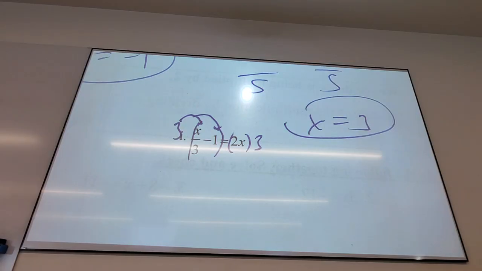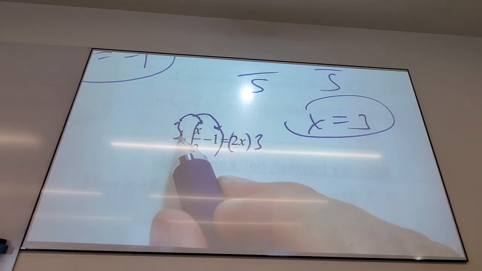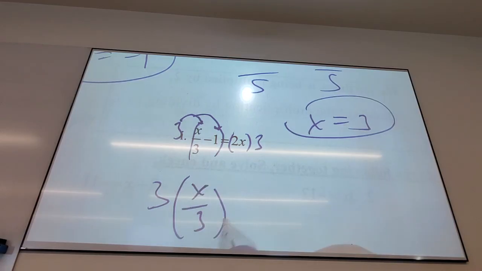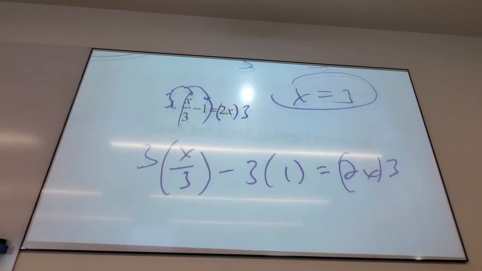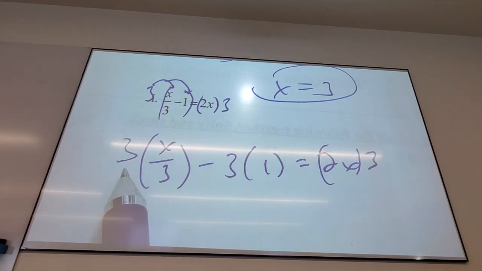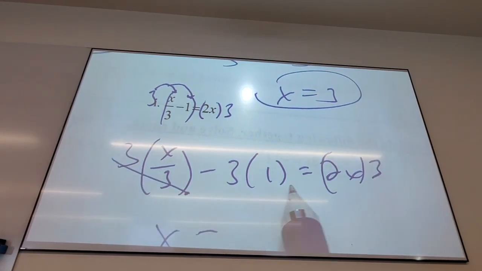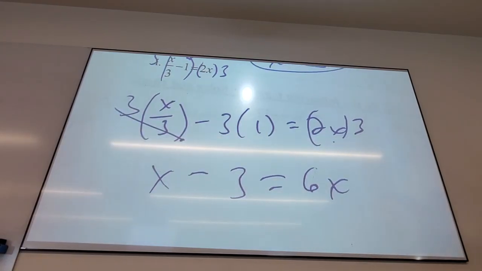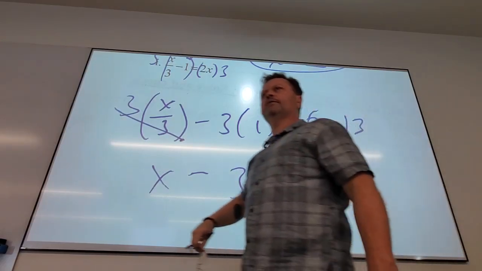So what's 3 times x over 3? Let me write it here. Alright, I just rewrote the whole thing. What's 3 times x over 3? Chabow! x. 3 times 1. Holy shit. What's 2x times 3? 6x. Now that looks just like the problem above it, yes?